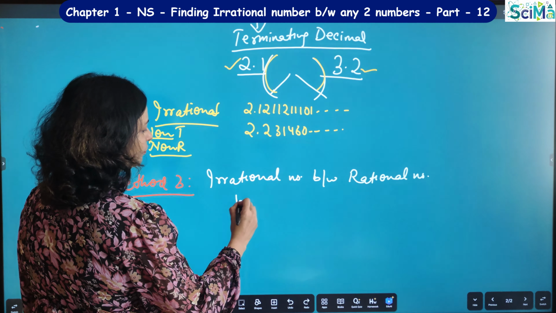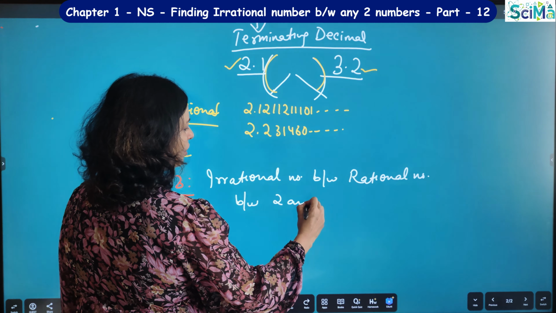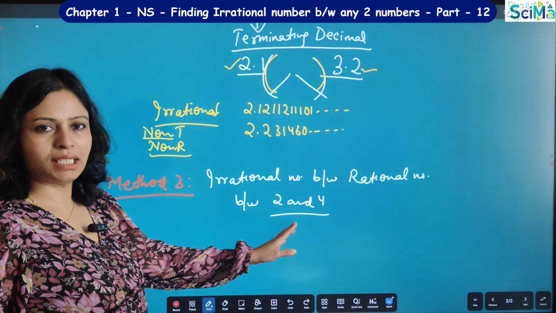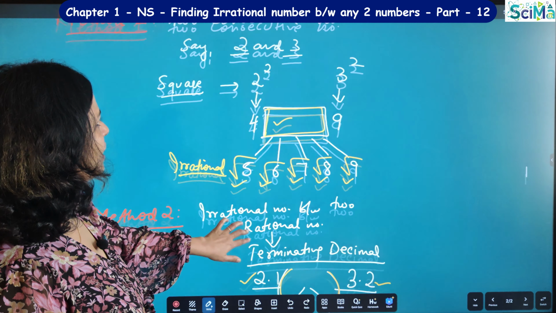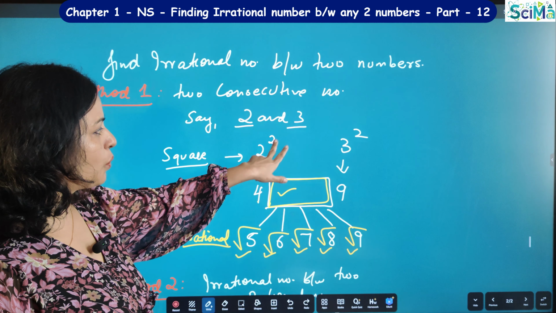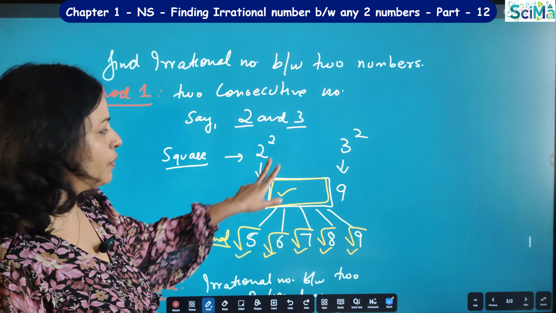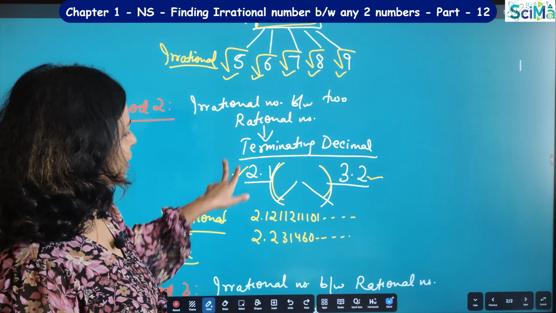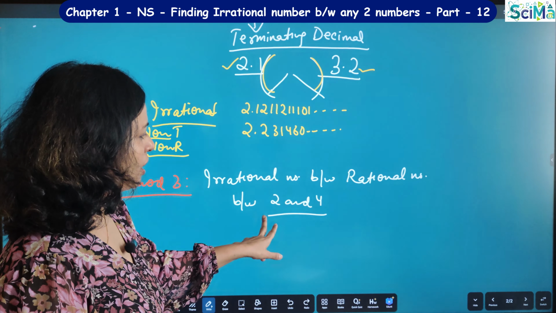Okay, suppose between 2 and 4. Now they are not consecutive rational numbers. As we saw in the first case, they were consecutive numbers, and we used the method of squaring. Now in this case, they are not consecutive numbers. So what do we do?